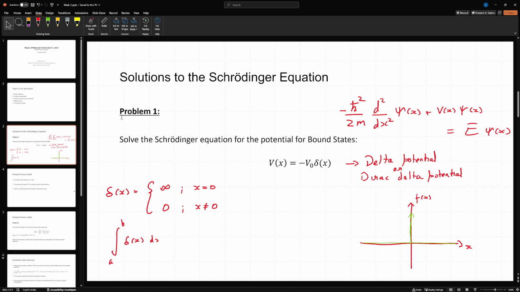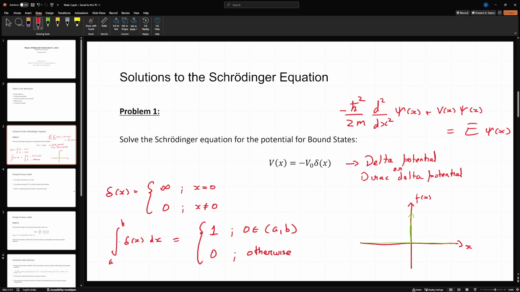So this integral from a to b of the Dirac delta function again may have two values. It is equal to 1 if 0 belongs to this interval, which should technically be an open interval. And it is 0 otherwise.